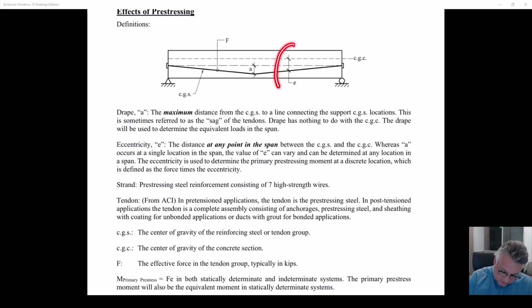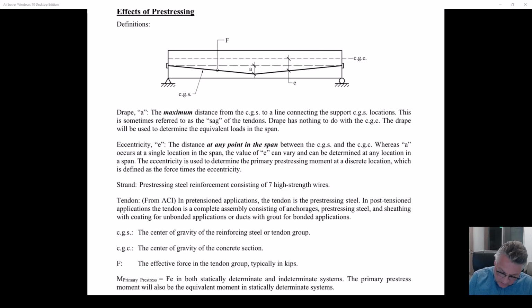A different concept is the eccentricity, but an extremely important factor in what we are about to do. There are an infinite number of eccentricities. The eccentricity will happen at point to point to point, anywhere, whereas A is one defined point. It's just the maximum drape between two ends. There's an eccentricity at every foot, every inch along the span of this member.